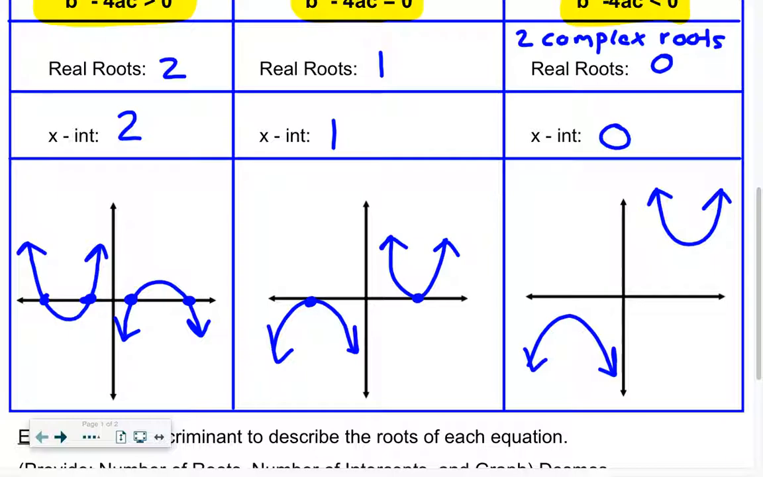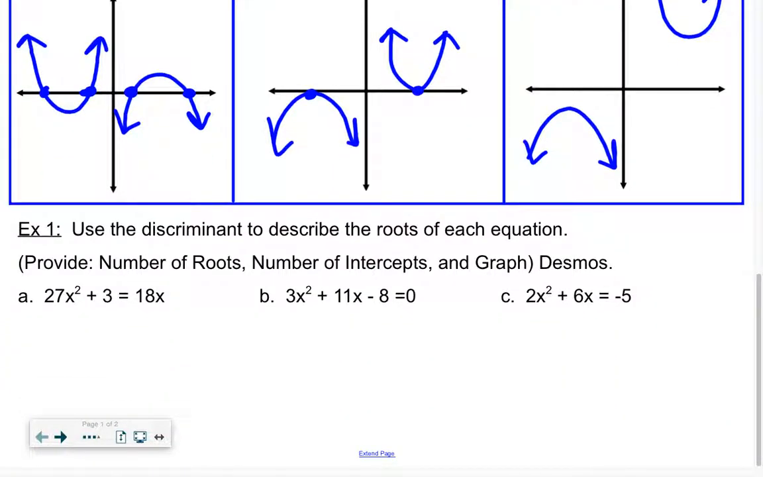So to me, when you start looking at that discriminant, we really start to put this quadratic equation together. There are a lot of different things that we can come to an idea on. Example number 1.